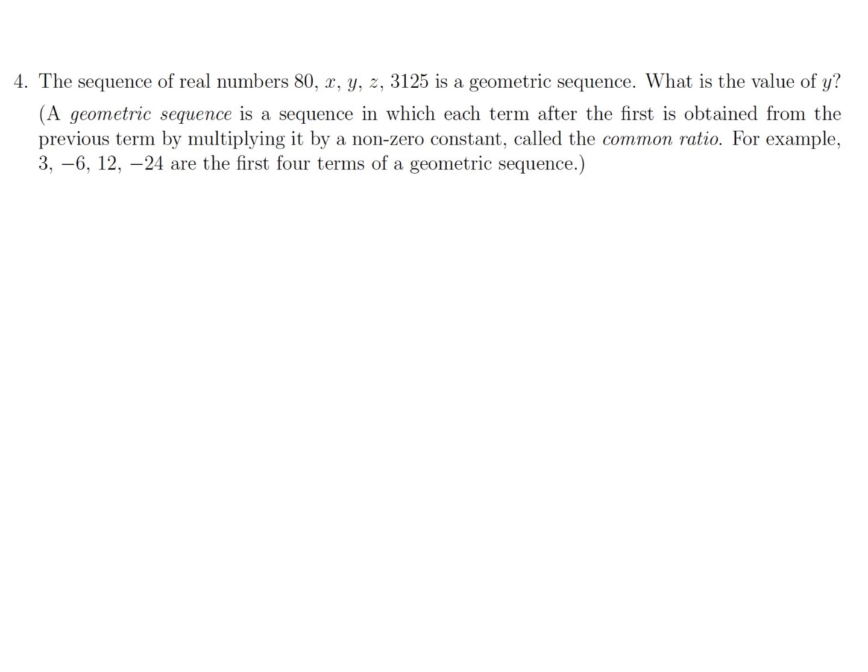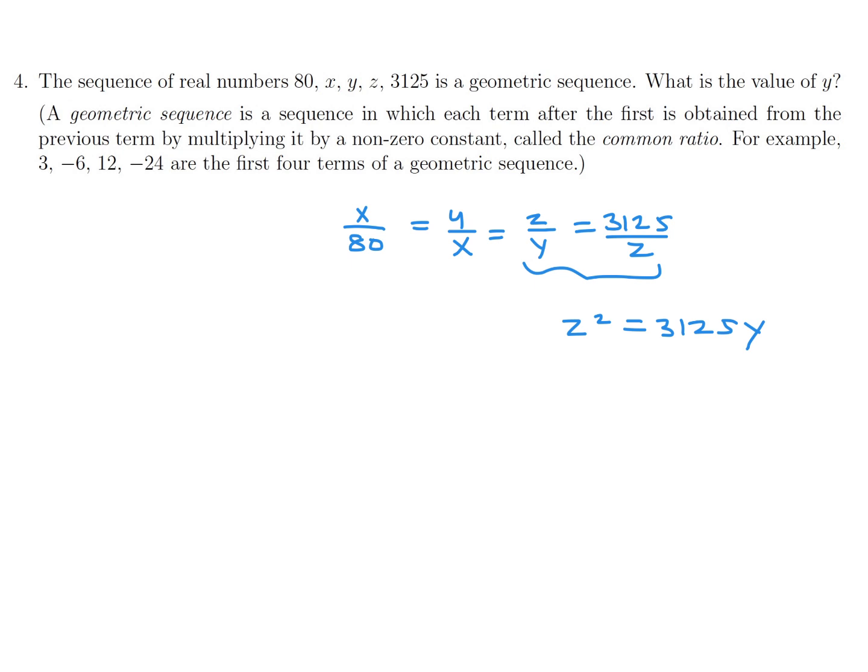The sequence of real numbers 80, x, y, z, 3125 is a geometric sequence. What is the value of y? All right, so if it's a geometric sequence, that means that x over 80 will be the same as y over x, will be equal to z over y, will be equal to 3125 over z. Okay, so let's see here, what equations can we get from these? We get z squared is equal to 3125 times y. From these two, we get x squared is equal to 80y. And then from the middle two, we would get y squared is equal to x times z.